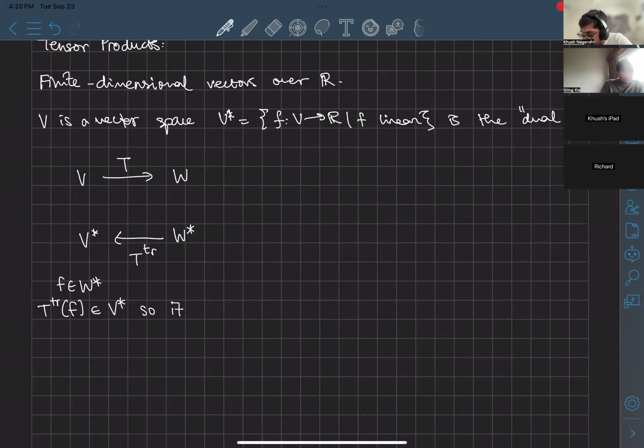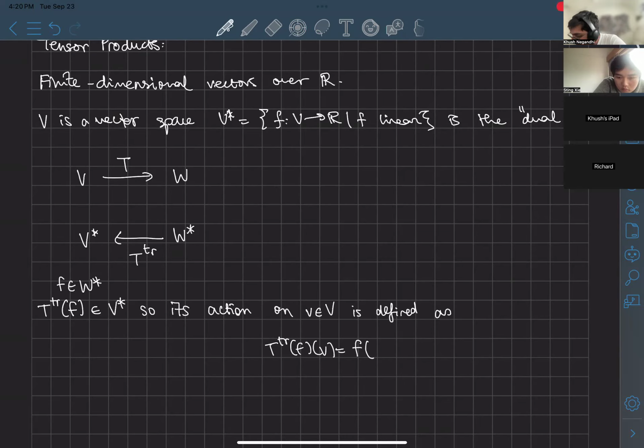So its action on v is defined as: T transpose of f, applied to v, is just equal to f of Tv. So there's a natural correspondence between linear maps and linear maps on the dual spaces, and that's why this is called the dual.